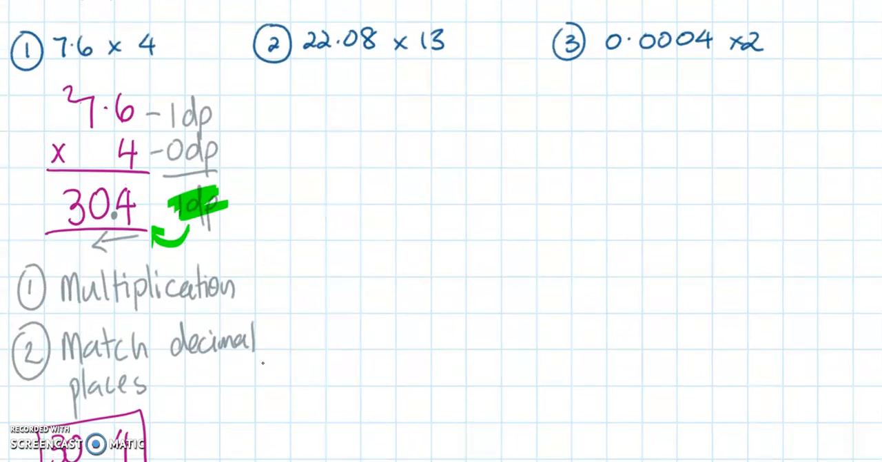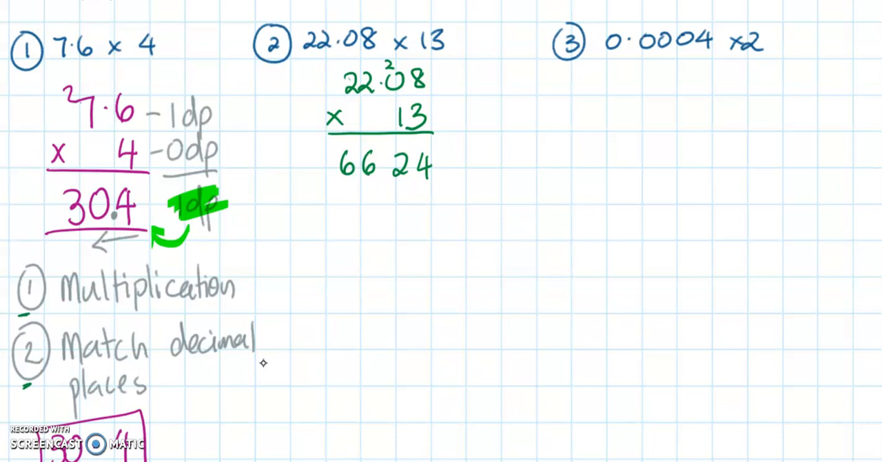Let's take 22.08 multiplied by 13. Do our long multiplication just like we did in the first one. So remember, step 1 multiplication, step 2 we match the number of decimal places. Let's do our long multiplication. 3 times 8 is 24, 4 carry 2. 3 times 0 is 0, plus 2 is 2. 3 times 2 is 6. 3 times 2 is 6. Now remember, we do not match right now. We match right at the end after we've got our final answer.